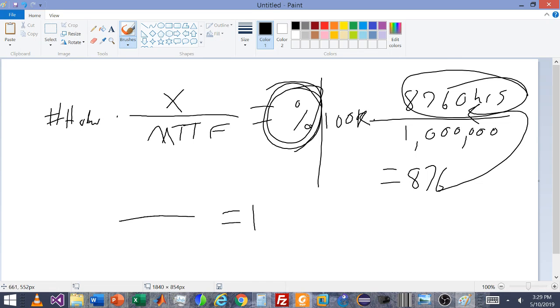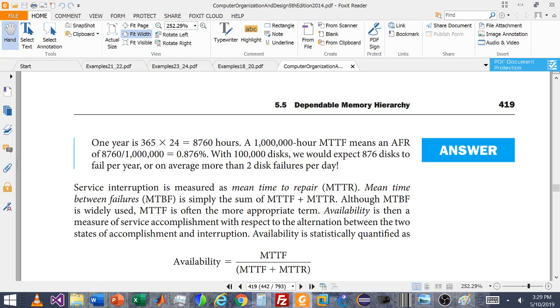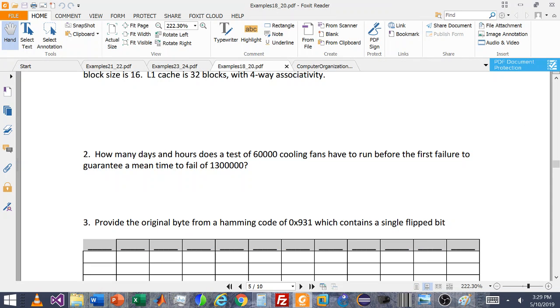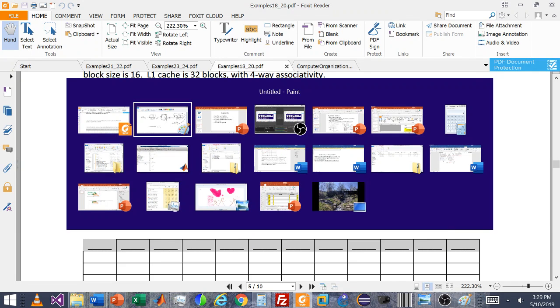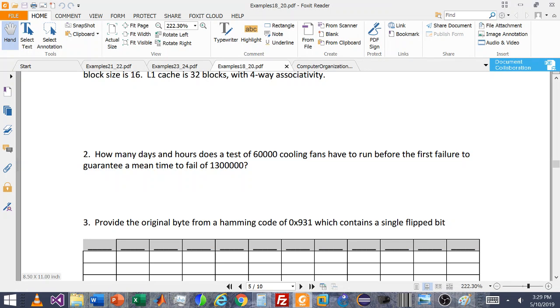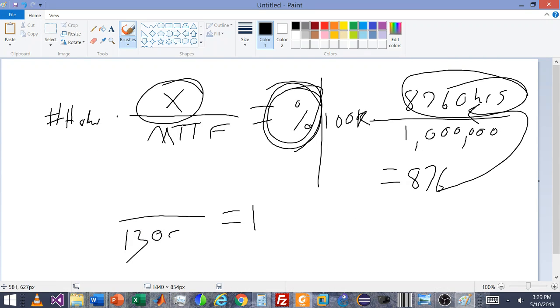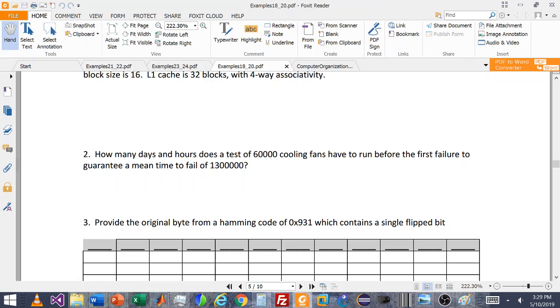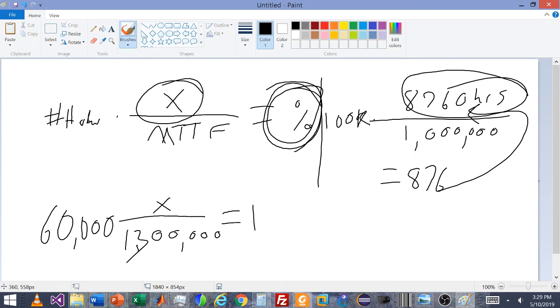And then you can set up your equation. Well, you don't know the time. That's what this question is asking, right? In the way that this is set up, it's asking how many days and hours, right, does a test take to guarantee one fail if we're trying to obtain this MTTF. So that's our goal MTTF. So we put that down here. I think it's 1,300,000. Yeah, 1,300,000. Okay. And we don't know how long. That's what we're trying to find. And then how many hardware items do we have? We've got 60,000. Okay. This is very simplified, but it's pretty late in the semester at this point, and I don't want to overwhelm you guys.